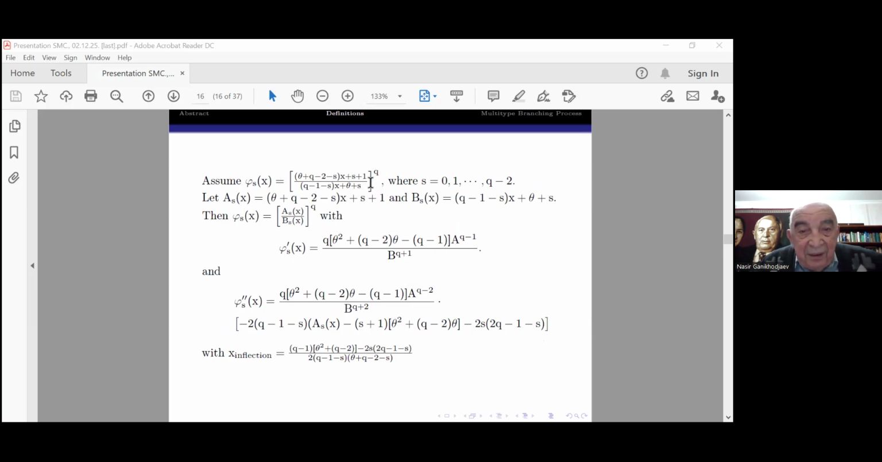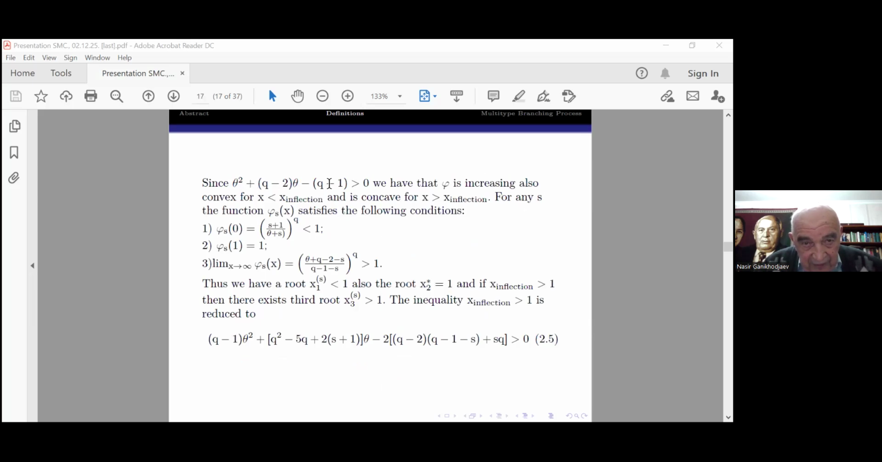For this, consider this function. Its first derivative is equal to this value, where A and B are denoted as here. And for the second derivative we have this, and this point is the inflection point. We consider this function when x is positive. Since this value is positive, our function is increasing, convex when x is less than the inflection point, and concave when x is greater. And for any s, this function satisfies these three conditions.